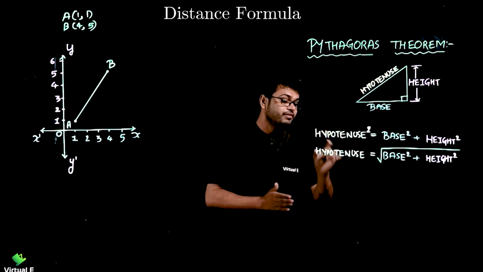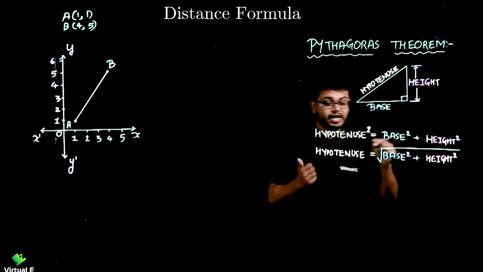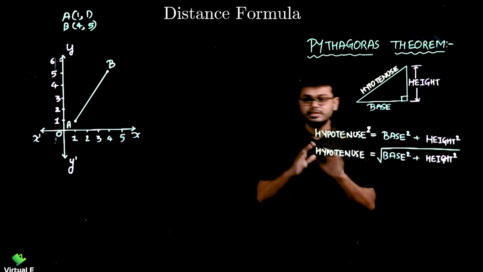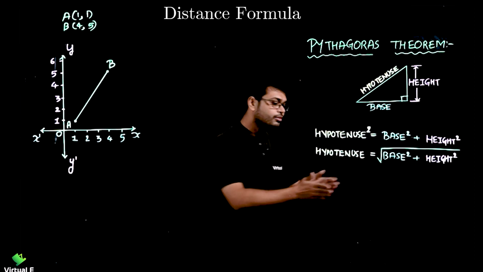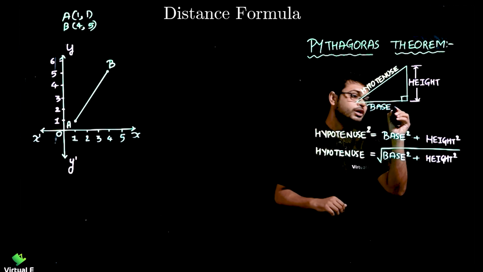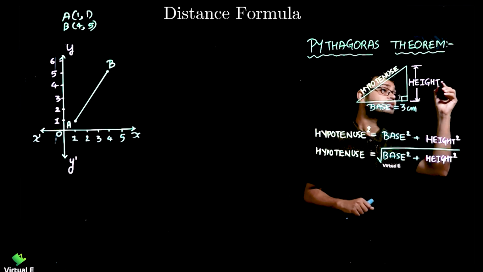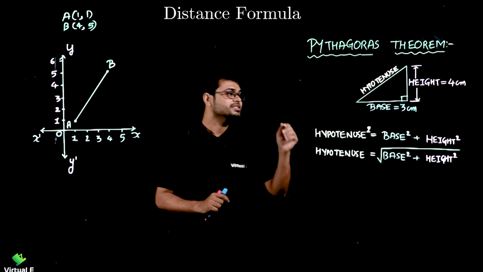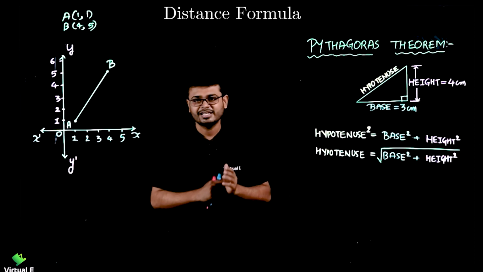Very simple. Now if you want to find the value of hypotenuse, what will you do? You will take the square root. Why? Because it is squared over here. So if I want to remove the square, I need to take the square root. I am going to assume a few values of base and height, then get the value of the hypotenuse. Let's do it. I am going to take base equal to 3 centimeter and height equal to 4 centimeter. Many times you have done this question, and you also know the answer, which is 5 centimeter, right?